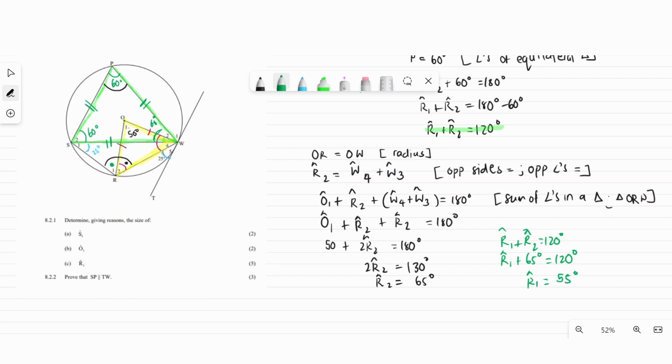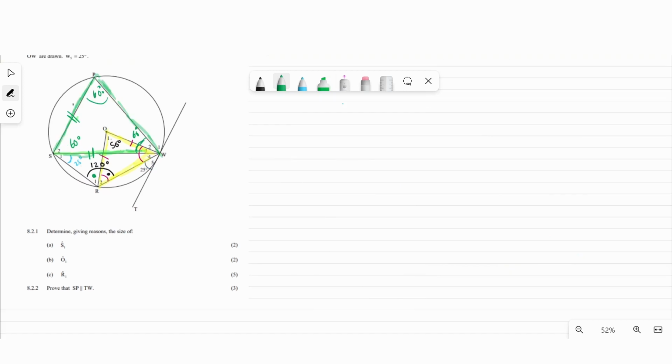I hope that made sense. So the last question says we need to prove that PR is parallel to TW. We need to prove that these two lines are parallel. So what I'm going to use is alternating angles. Alternating is a Z, right? So it's a Z or an M.